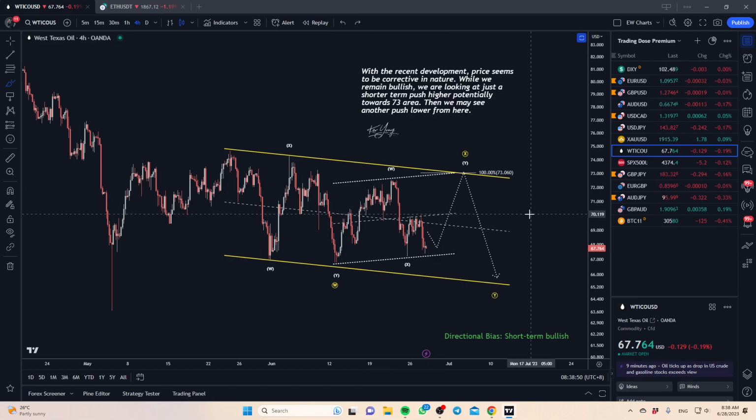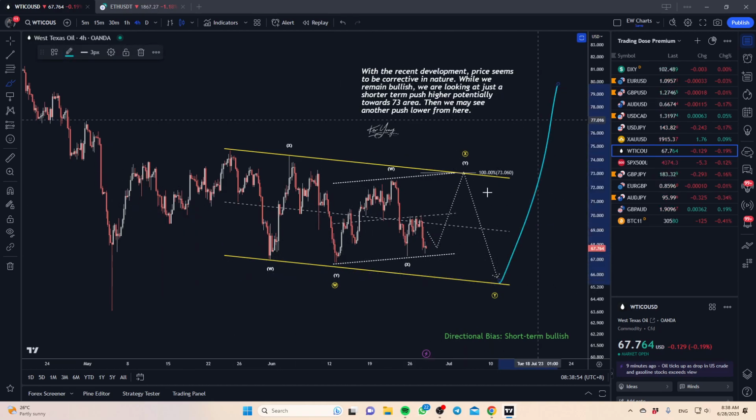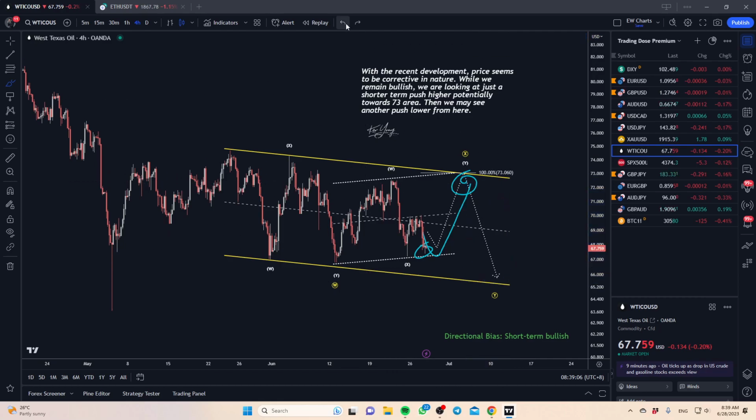But overall, if you look at it from a bigger picture perspective, we may get a buy here or even here. So overall, I'm not too keen on the sell as of now, except if we can't push back up here and can't see a rejection, then that is a sell. But other than that, we're interested more in the buy trade. So that's on the crude oil side of things.